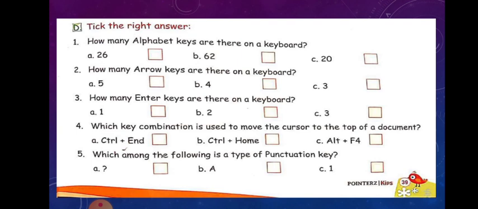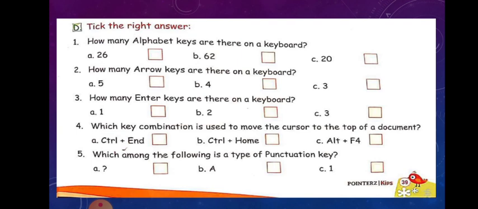Which key combination is used to move the cursor to the bottom of a document? The options are Control plus End, Control plus Home, and Alt plus F4. Control plus End is used to move the cursor to the end of the document. Control plus Home is used to move the cursor to the top of the document. Alt plus F4 is used to close the program. So the correct option is A, Control plus End.